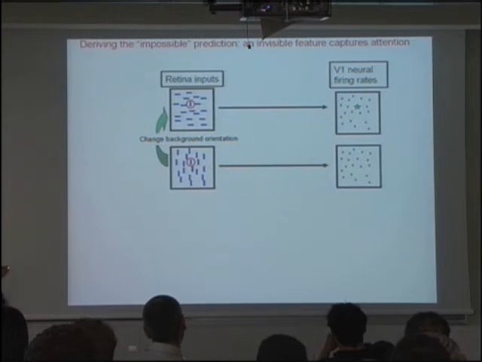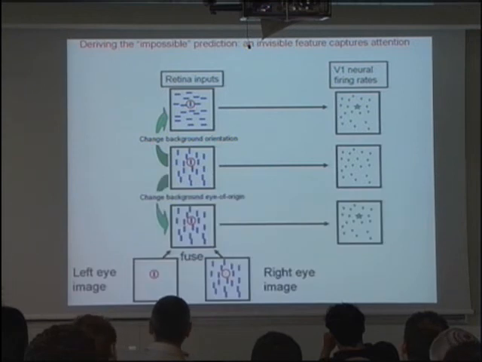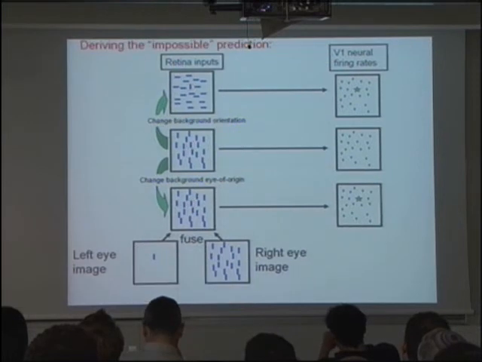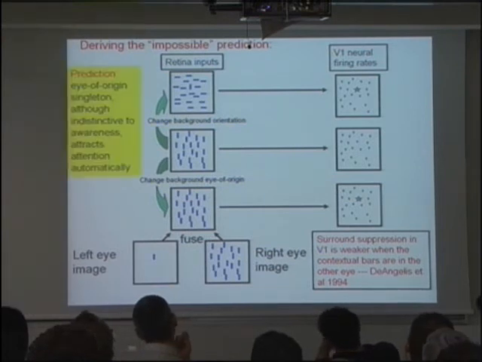And remember that this pops out because it's the only one not being suppressed, because the surround is different from it. So can we make the surround different from it just by putting in different eyes? That means if the surround suppression is stronger when it comes from the same eye than when it comes from a different eye, then you should have it. And that's indeed the case. Angelucci and colleagues, even though they only looked at 12 cells, seem to show that. And that means when you fuse, there should be a higher response there, and that's a prediction. So you predict an eye-of-origin singleton, even though indistinct to awareness, should track your attention.